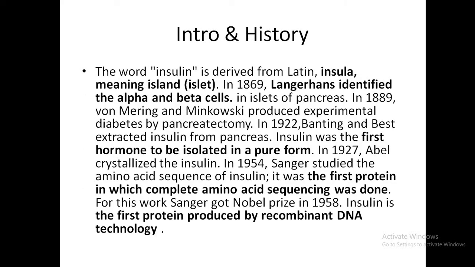So introduction and history of insulin. The word insulin is derived from the Latin word insula. It means island. In 1869, Langerhans identified the alpha and the beta cells in islets of pancreas. In 1889, von Mering and Minkowski produced experimental diabetes. Banting and West in 1922 extracted insulin from pancreas.